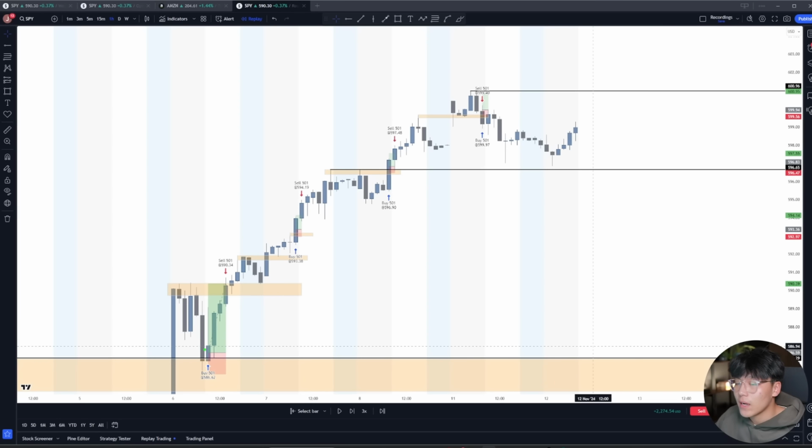As you can see, we're back on the higher time frames. We're creating higher highs, right? Higher lows, higher highs, higher lows. But in this case, what we have on the previous day is we actually broke underneath this key pivot point.